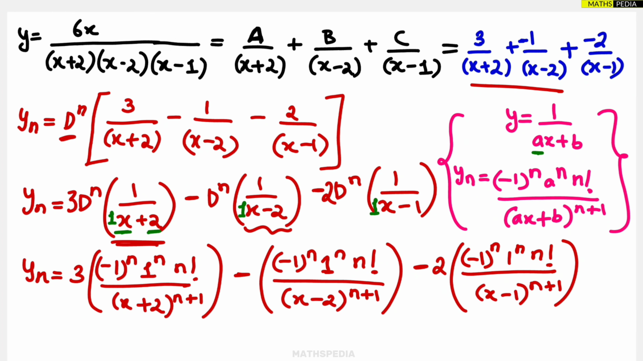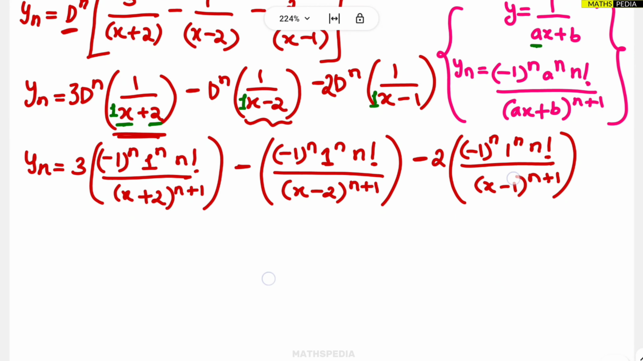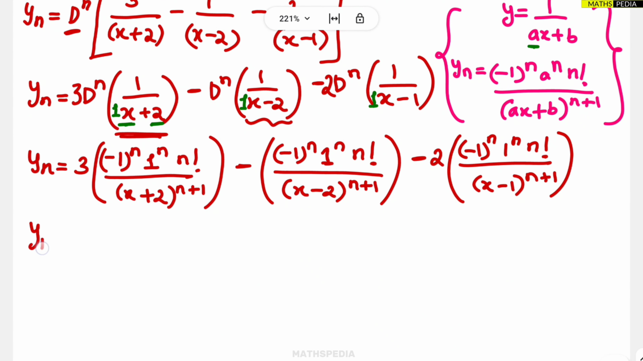So this is the formula. From this, anything to be taken common? The simplified version can be written as yn is equal to, so you take minus 1 power n outside. Here all the terms have this particular thing the same, so I'll take it outside. And 1 power n, see, 1 power anything is 1 itself, so you can eliminate this part, you don't need to take it common. So n factorial, I'll take it outside.